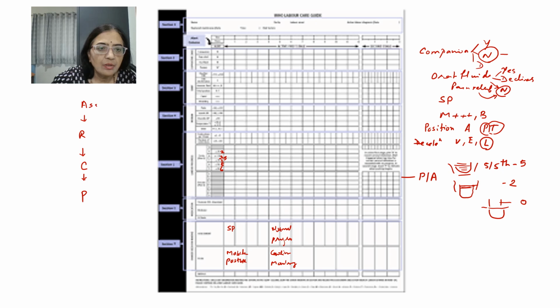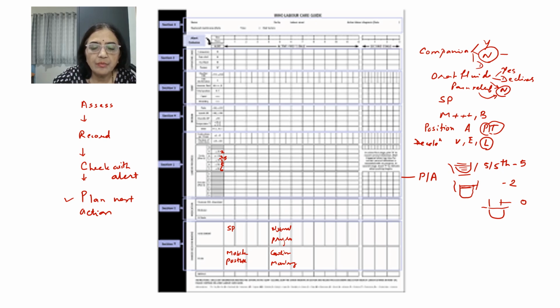So assess the parameters. 7 sections are there. Record at least on an hourly basis, and fetal heart rate every 30 minutes. Always check with the second column, that is the alert column. And then plan the next action. That also getting documented is most important. So this is how you keep on filling it.